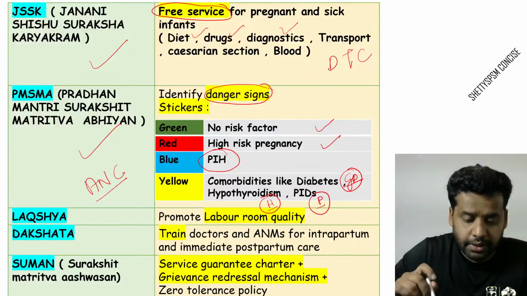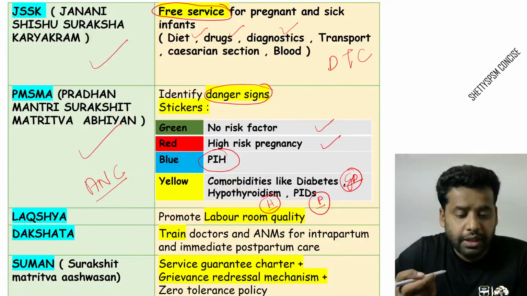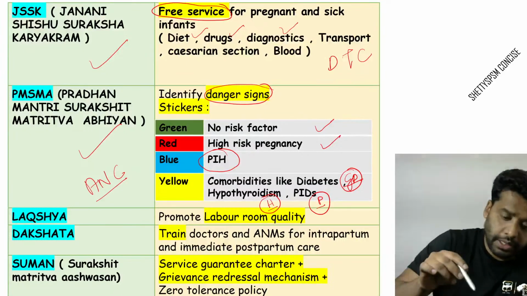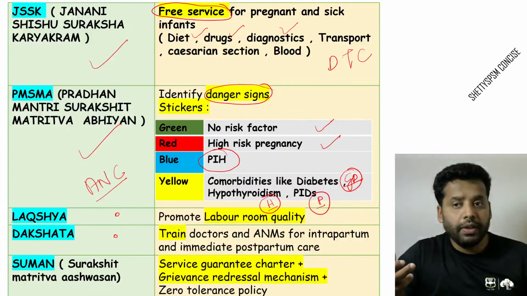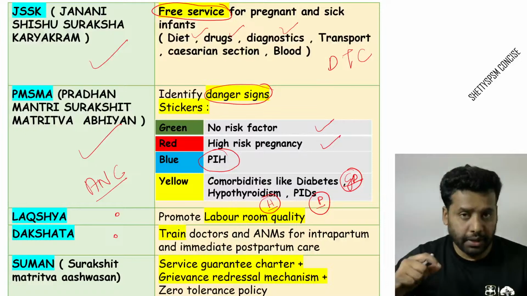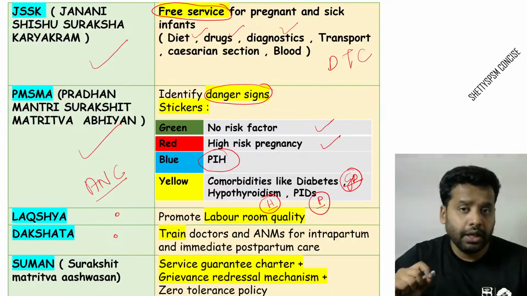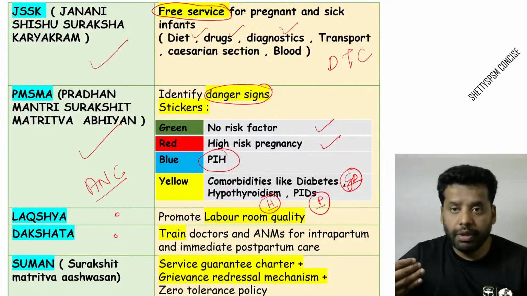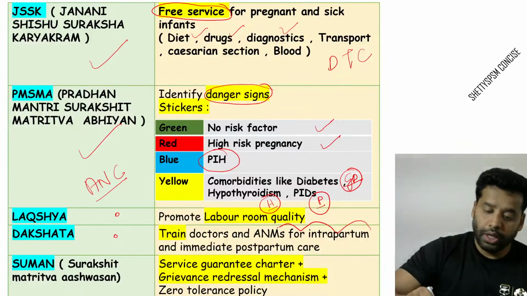So, what are the stickers under the PMSMA scheme? Pradhan Mantri Surakshit Matritva Abhiyan clinics: green, red, blue, yellow. Don't confuse between two schemes. Lakshya scheme is for labor room quality. You have to improve the labor room infrastructure. And Dakshata scheme is for training doctors and nurses, where you train them for delivery practices, intrapartum care and immediate postpartum care. Just after delivery, the chance of hemorrhage, PPH, postpartum hemorrhage, is very high. So in such a situation, how to reduce mortality?